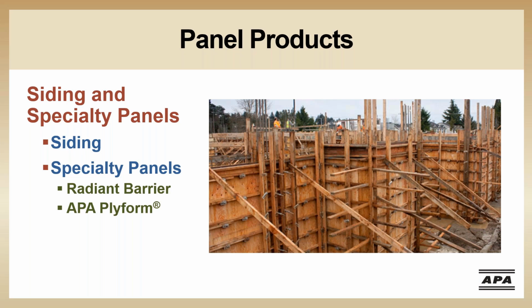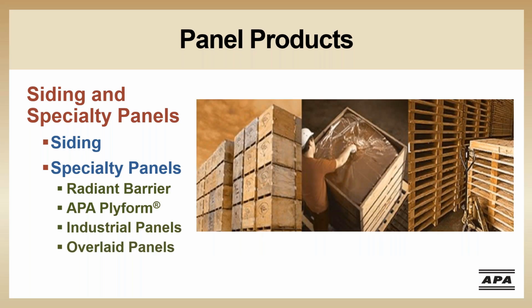The overlay panels commonly used in concrete forming are high density overlaid and medium density overlaid. These are commonly referred to as HDO and MDO. These overlays are bonded to the plywood under high heat and pressure in a press. Industrial panels and overlay panels are also manufactured similar to basic plywood or OSB, with slight adjustments tailoring them to their specific end use. And these industrial end uses could be something like shipping crates or cabinetry.